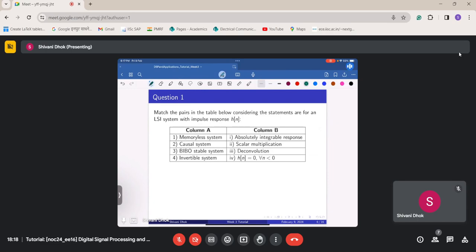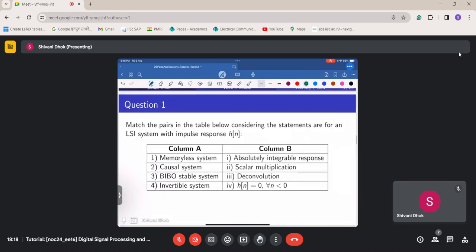So let's start with the first question. It says, match the pairs in the table given below, considering the statements are for an LSI system with impulse response h[n]. So if we are having a memoryless system, what does it mean?